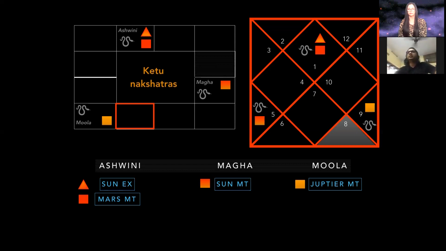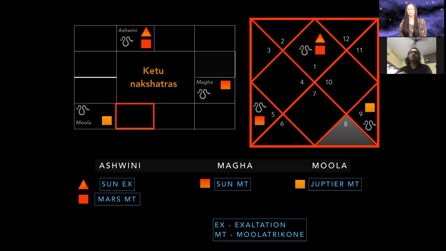Now, let's see. So moving forward, remember, exaltation is basically like the planet is in a 5-star resort of sorts, and Mooltrikona is basically its head office.